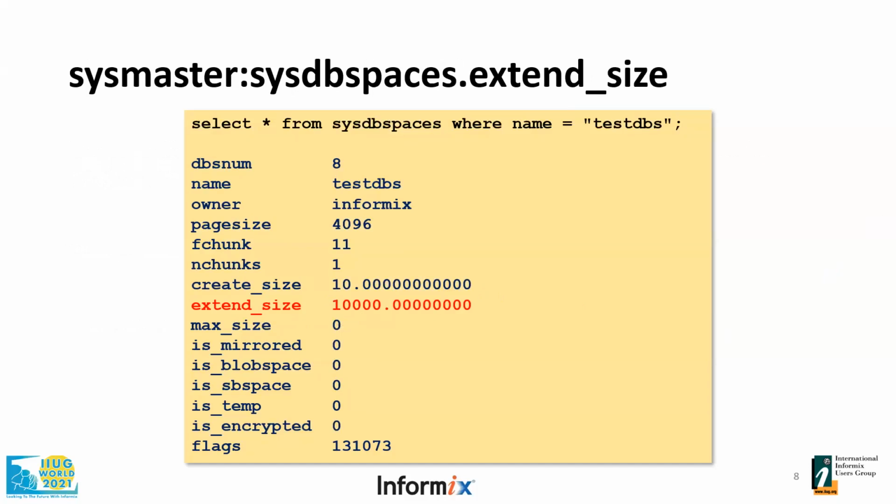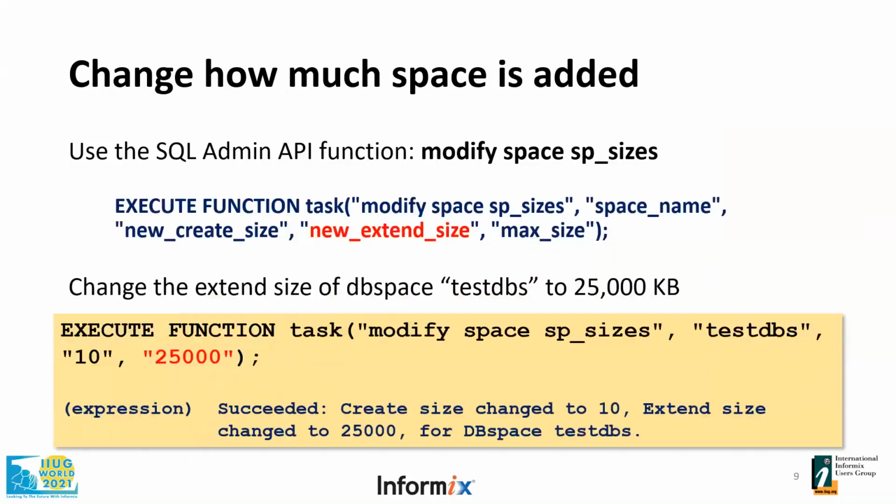Now we can change that. If we think that's too small, for example, we can go ahead and bump that up. Obviously, we don't want to update the sysDBSpaces record directly. That's a bad thing. But again, we've got another admin API function. We'll see this function a few times. It's got a number of different parameters, but here we're going to call this task and send it modify space sp sizes, and we specify what we want the new extend size to be. So here in this example, I'm going ahead and changing this for the test DBS. We're going to set that extend size to 25,000K.